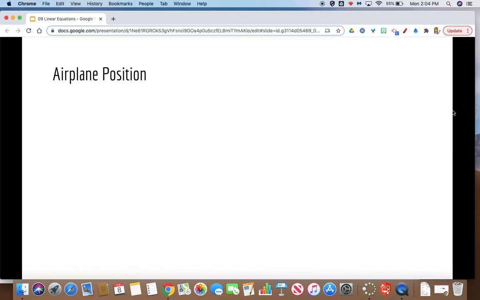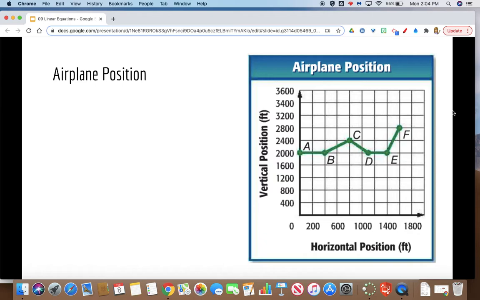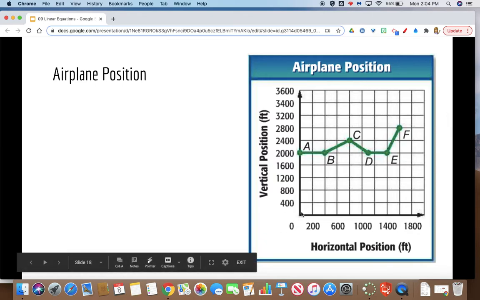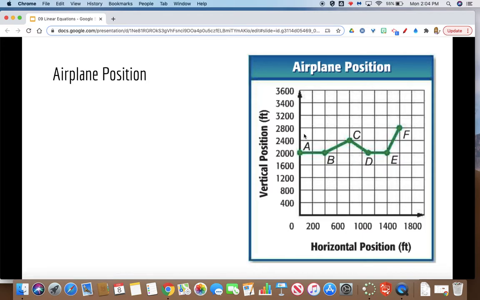Let's look at an airplane's position. This is the horizontal position of the plane, and then vertical. So remember, as the airplane travels horizontally forward, it's also starting to increase up into the air vertically. So that's kind of why we have 2 different positions here for feet.